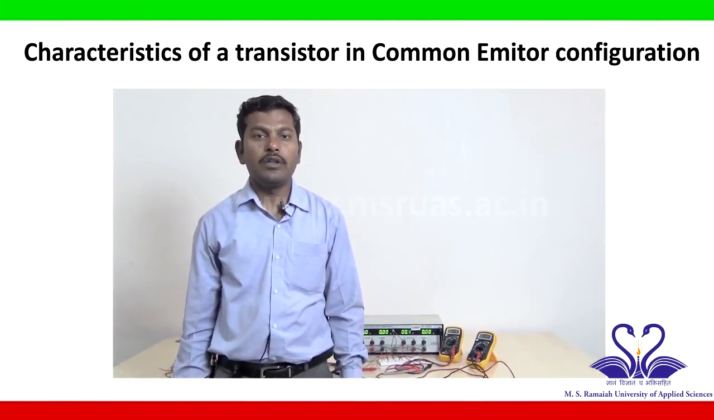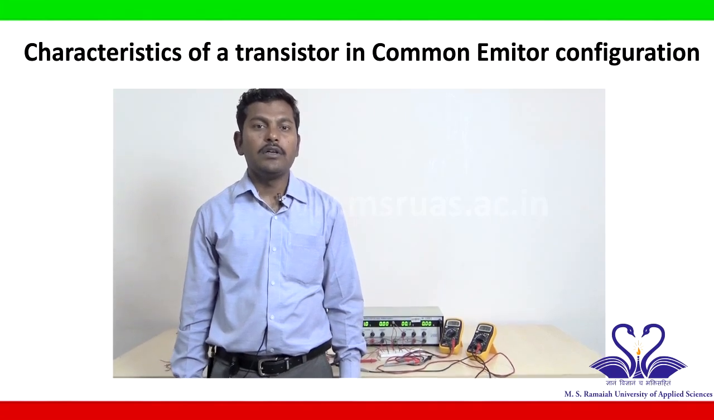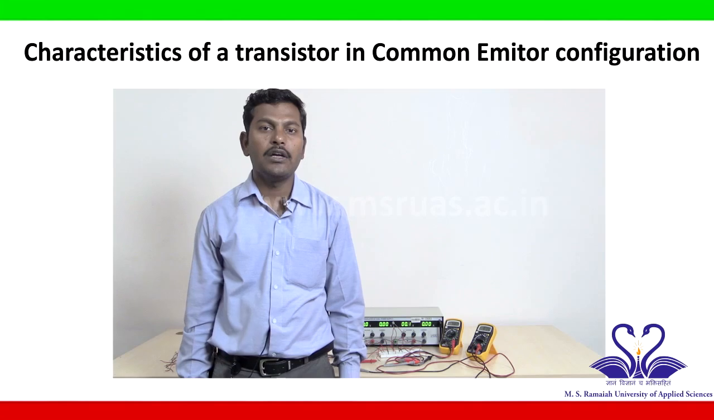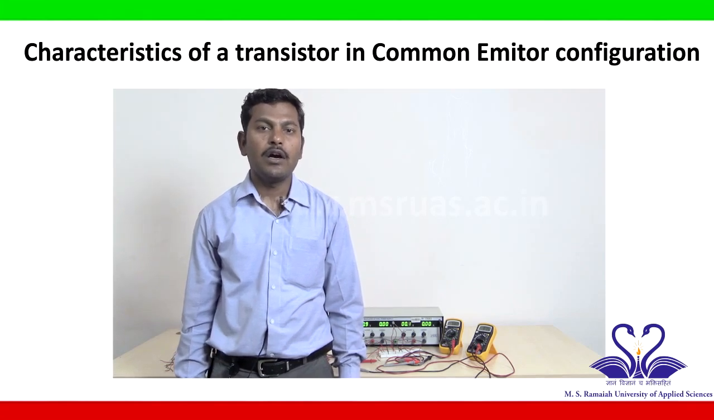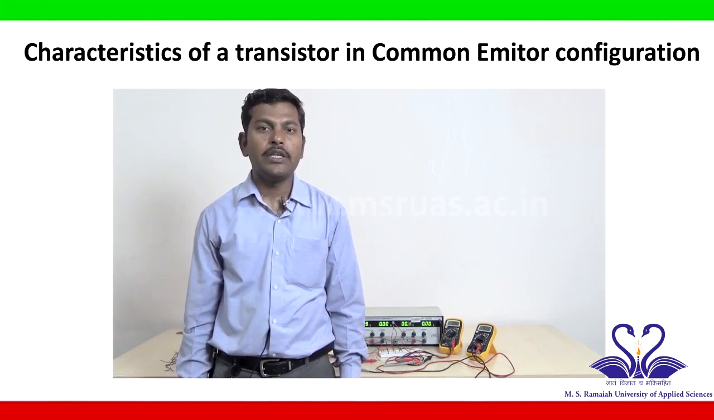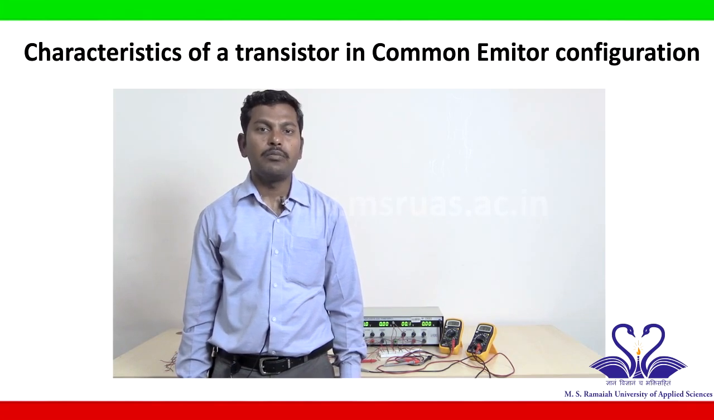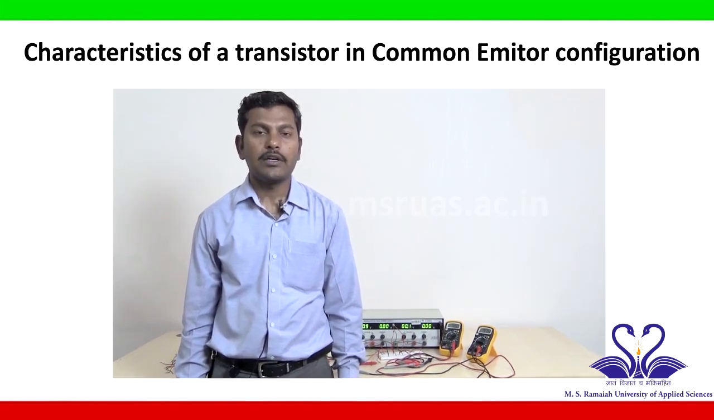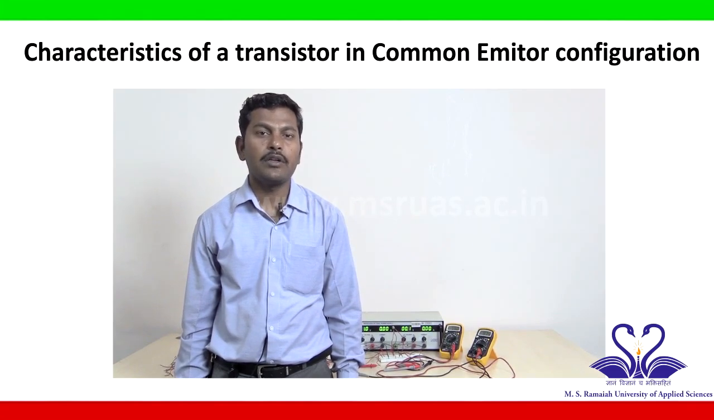Now we are done with the circuit connection of a transistor in a common emitter configuration, and we have 4 sets of readings, that is 2 sets of readings for the input characteristic and another 2 sets of readings for the output characteristic. Based on these readings, we will plot the input characteristic and output characteristics of a transistor. By this we are done with the BJT characteristics of a transistor in a common emitter configuration.